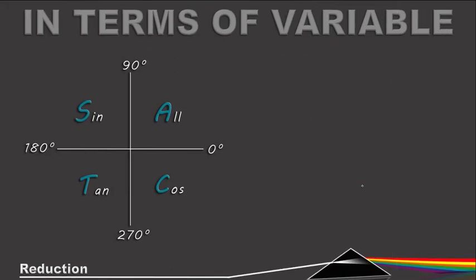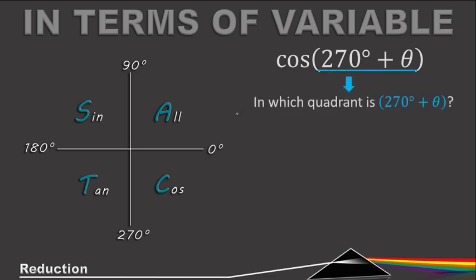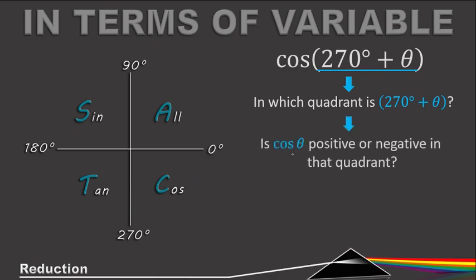Now for our next example, this is when you either have 90 degrees or 270. Then you're going to make use of your co-ratio. So first of all, the normal step is to establish in which quadrant 270 degrees plus theta is. So 270 plus theta falls in cos's quadrant. So then we can say: is cos positive or negative in that quadrant? So it's positive.